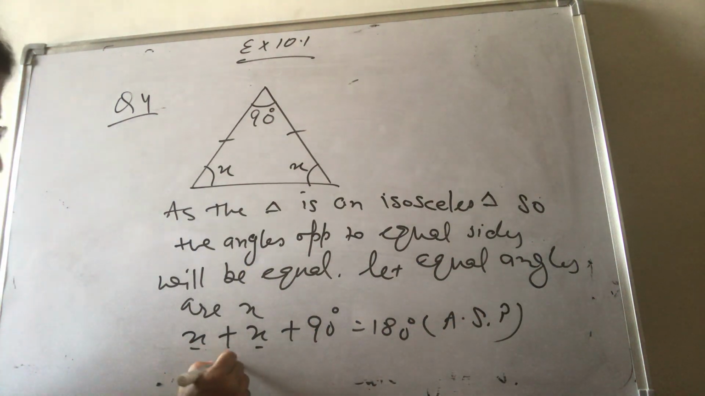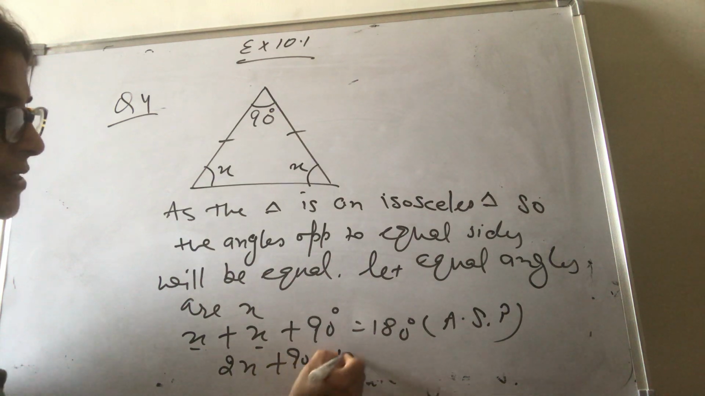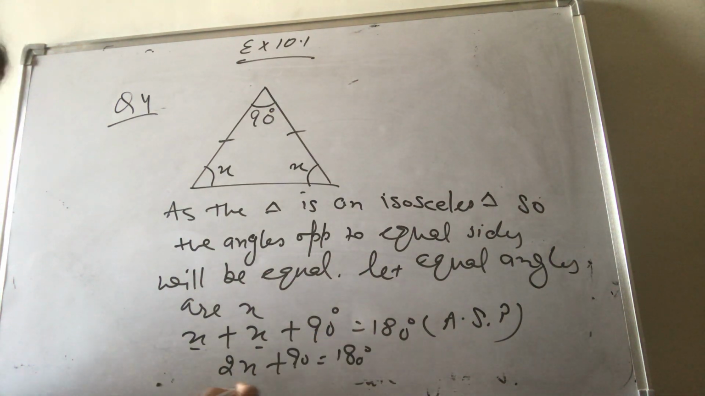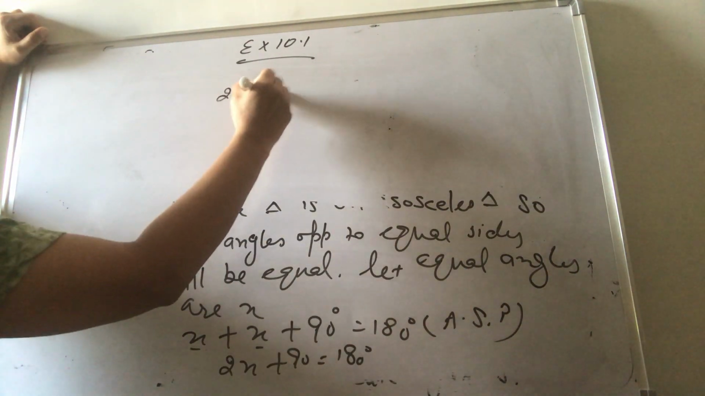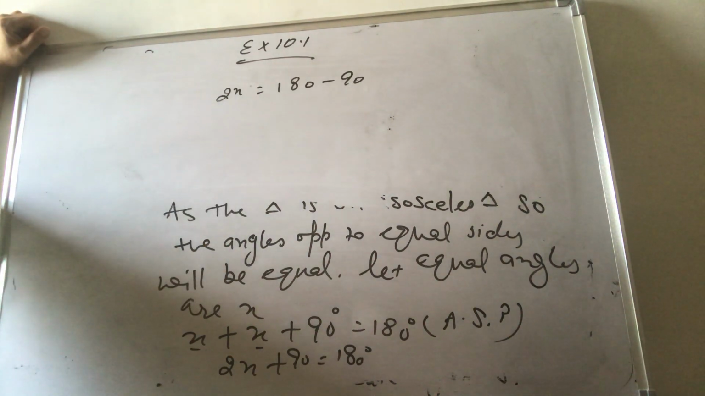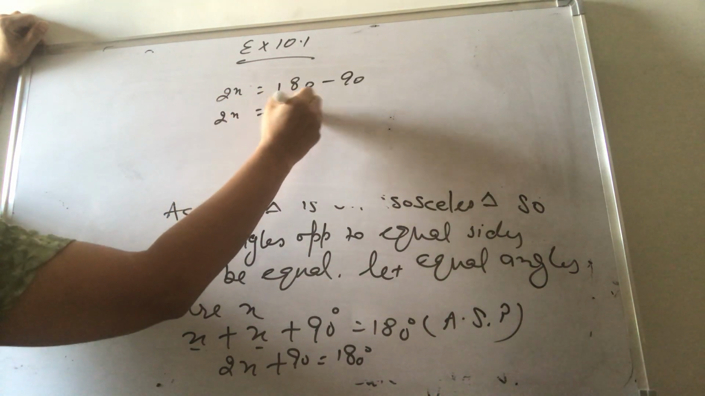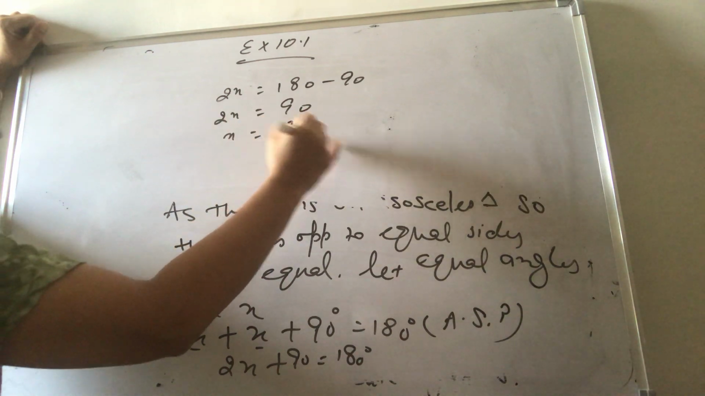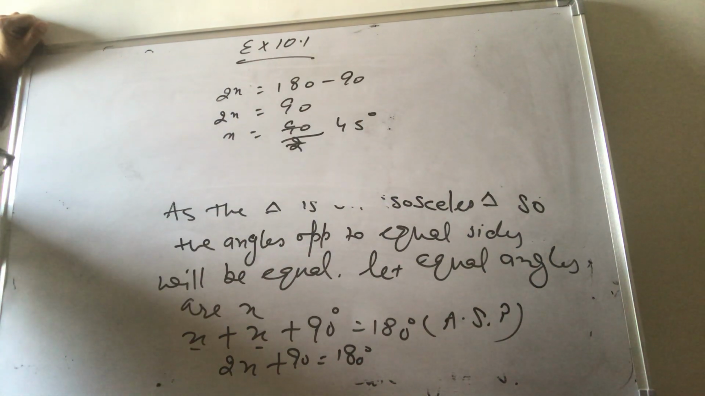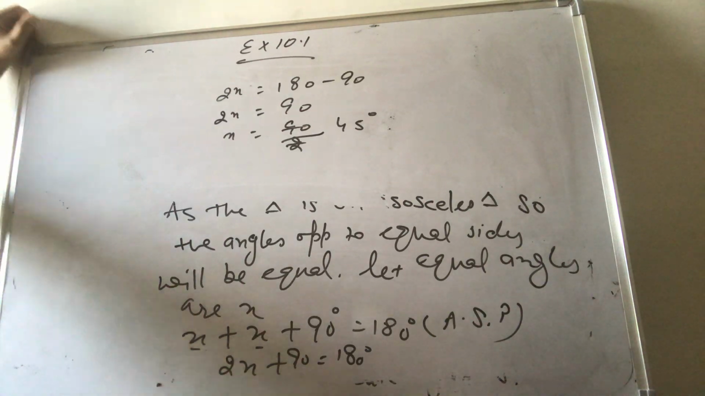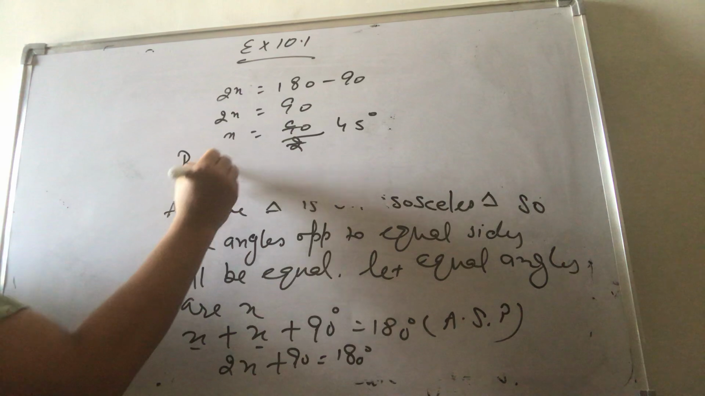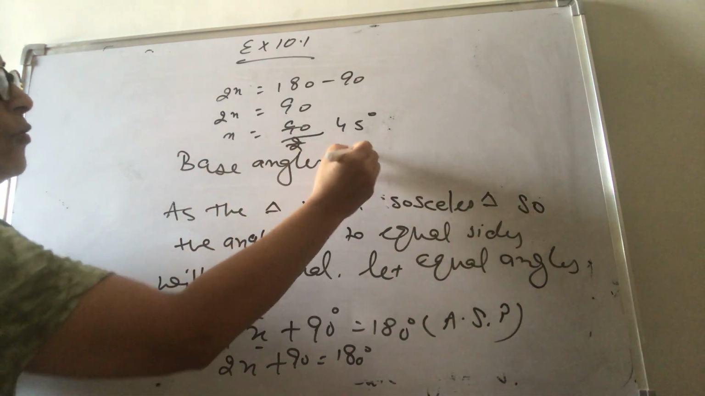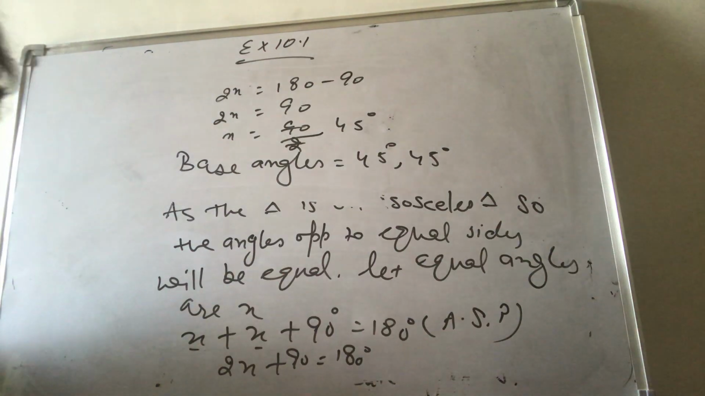Now x plus x will be 2x plus 90 is 180. 2x will be 180 minus 90. That 90 will go to the right side. 2x will be 90. X will be 90 upon 2, that is 45 degree. The value of x is 45 degree, means the two equal angles of the triangle are 45 degree each. These are the base angles. We will write here base angles is equal to 45 degree and 45 degree.